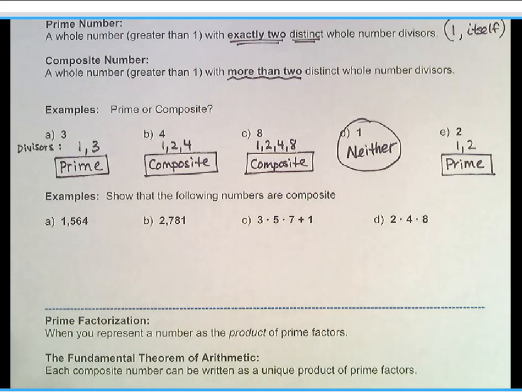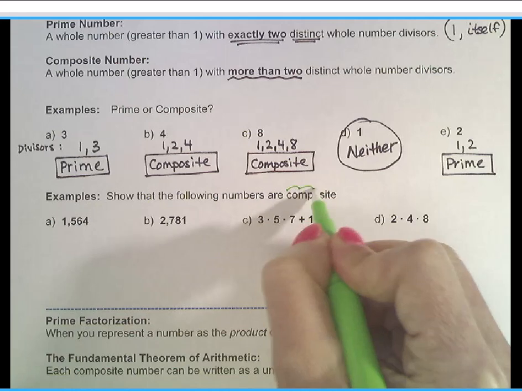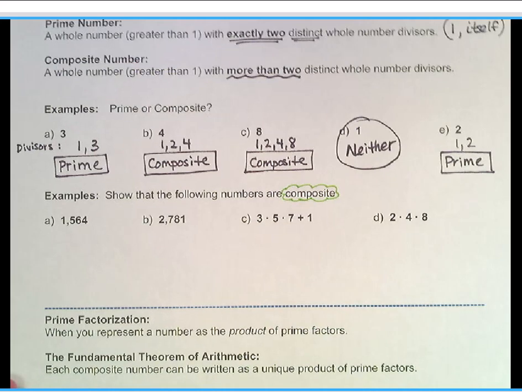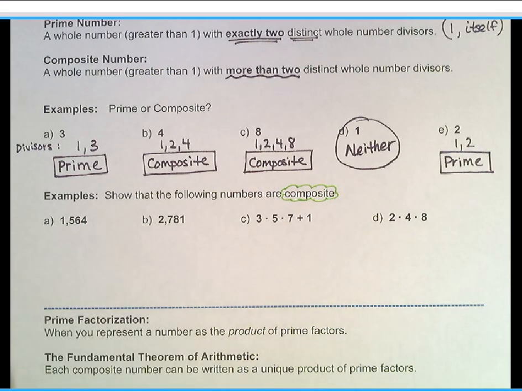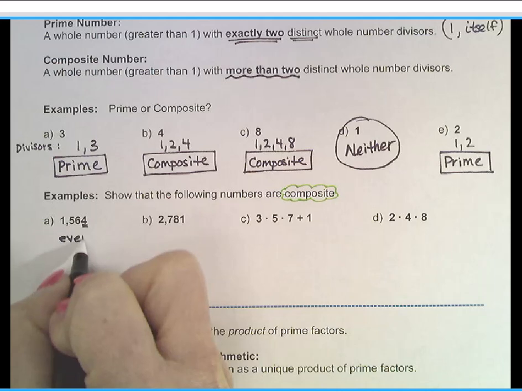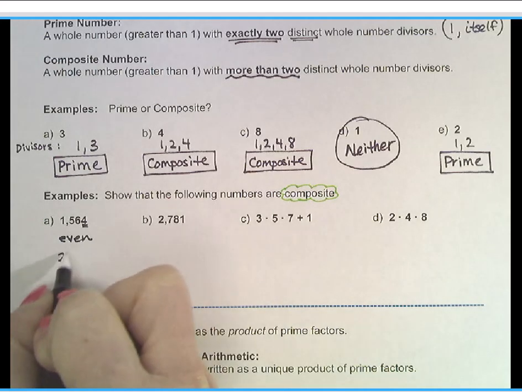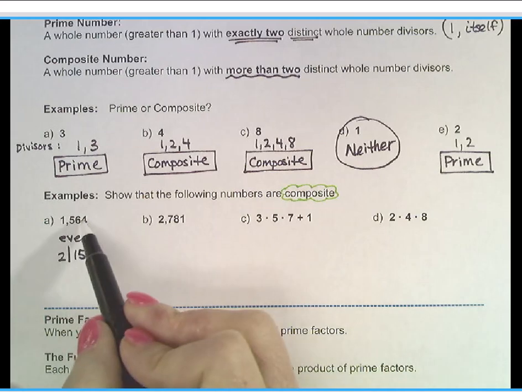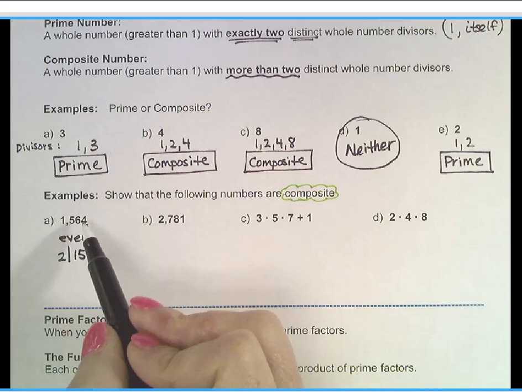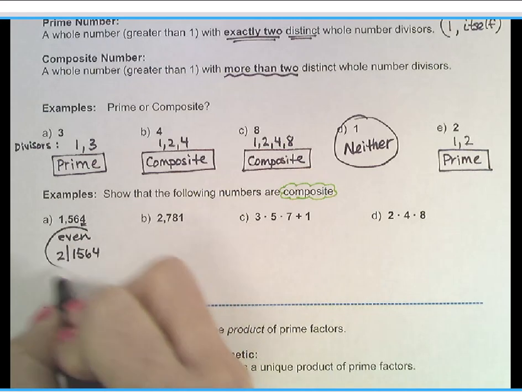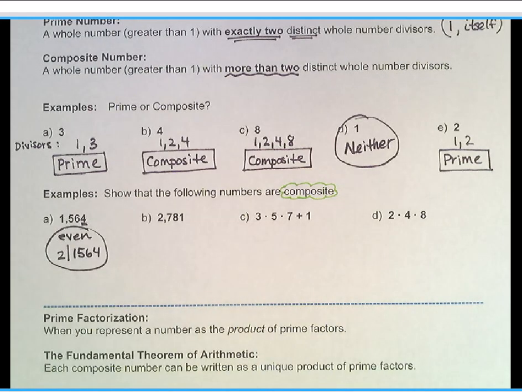So let's show that these following numbers are composite. What they're telling us in the problem is, hey, these are all composite numbers, but explain why. Explain why each of these would be composite. So the number 1564, I think the easiest way to show this one is composite is the fact that it's even. If you look at the last digit, that's an even number. And so that means 2 divides 1564. Which means it's got more than 2 divisors, because 1 will divide into it, 1564 will divide into it, and then 2 will divide into it. So we've already got 3 divisors. So it's because it's an even number is really the main reason. That's why that number is composite.